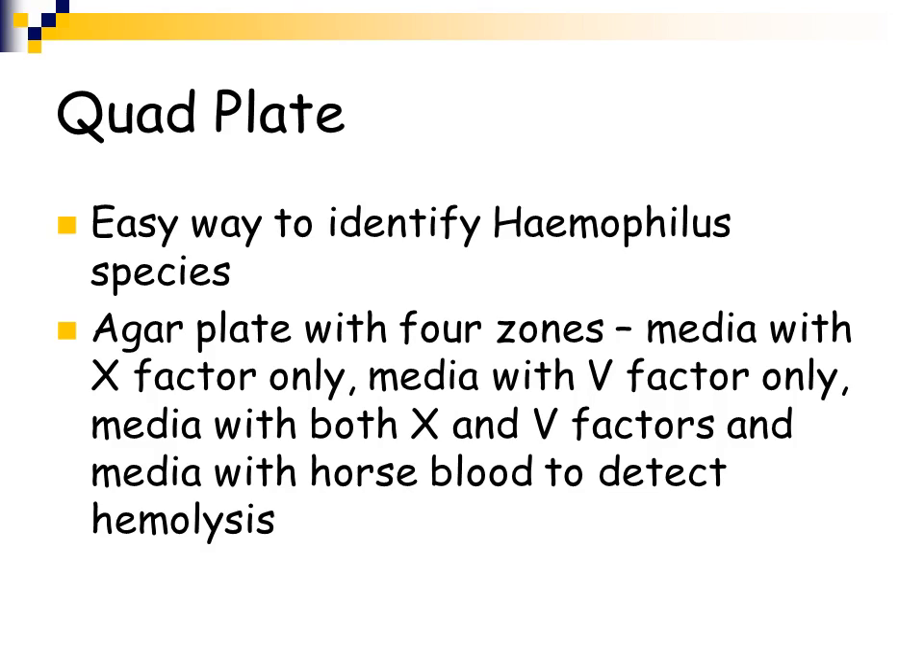Another nice easy way to differentiate your Haemophilus species is to use a quad plate. This is an agar plate that has 4 different zones, and each zone has different media in it. One zone has media that contains only X factor, the other has only V factor, another quadrant has both X and V factors, and then the 4th quadrant has a media that has horse blood in it.